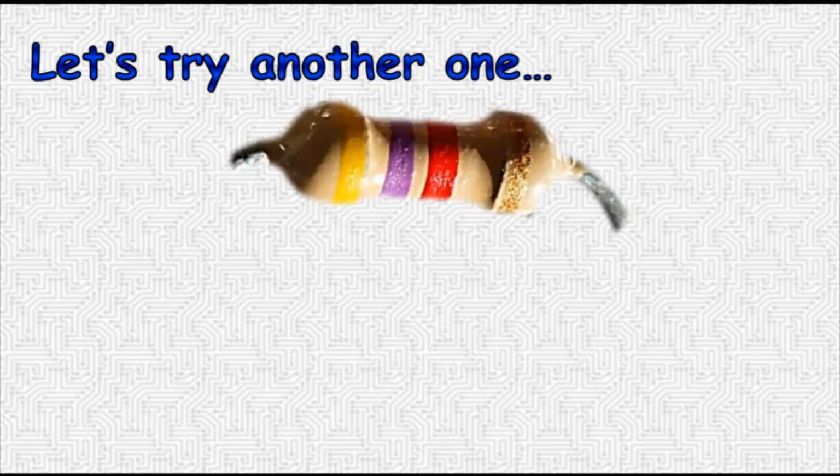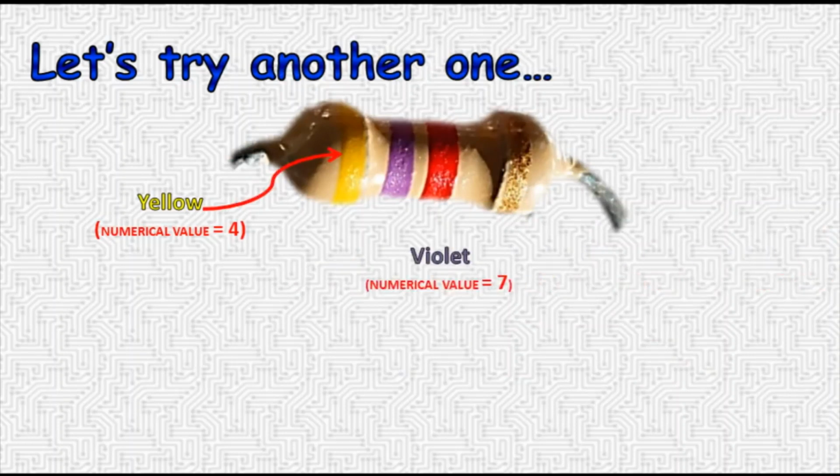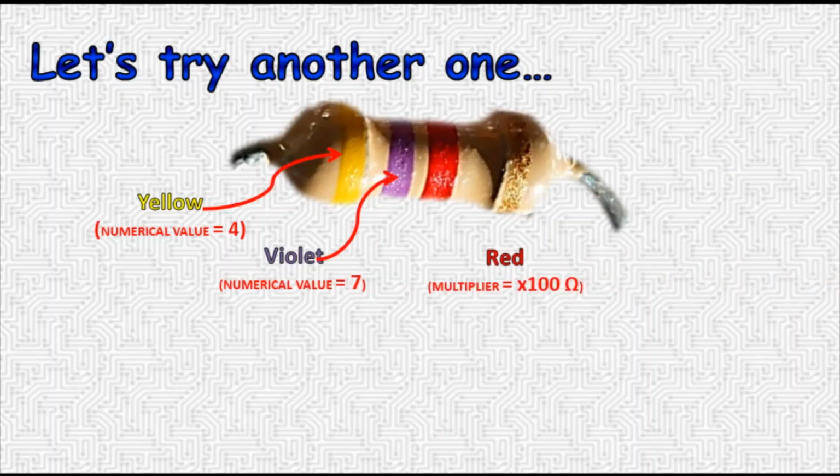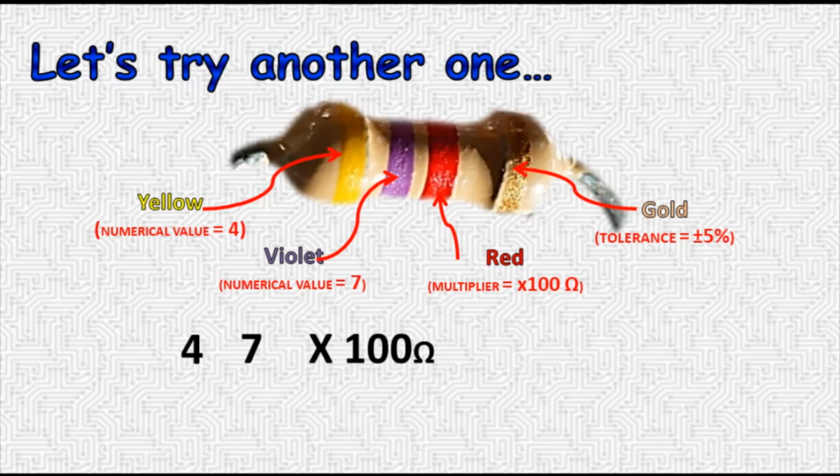Let's try another one. This time, iba naman yung color band niya. Yellow ang una, which is 4. The second one is violet, equivalent to 7. The third one is red, the multiplier, which is times 100 ohms. And the last one is also gold, na may tolerance value na positive, negative, 5%. So 4 for yellow, 7 for violet, and then times 100 for red. So pag minultiply natin yung 47 to 100, equivalent to 4,700 ohms.